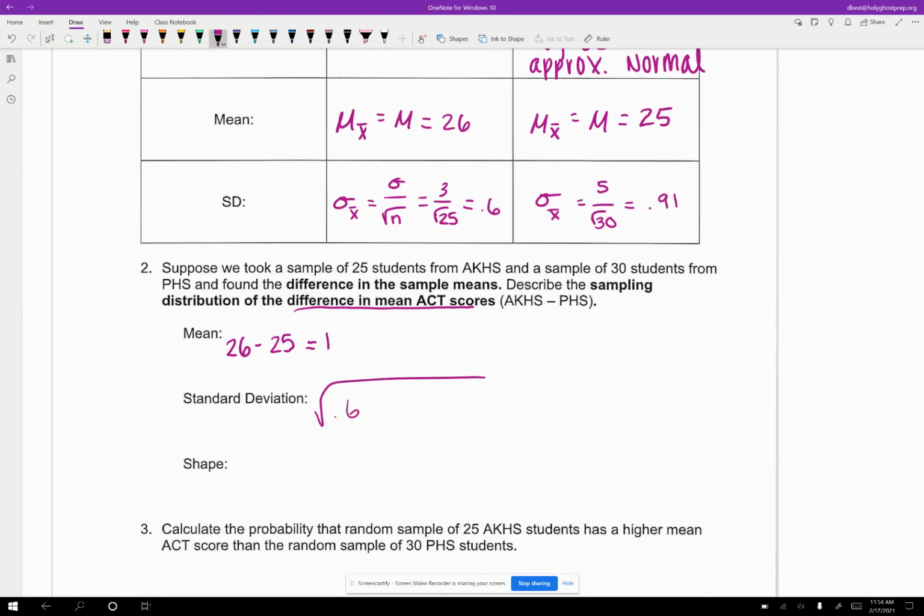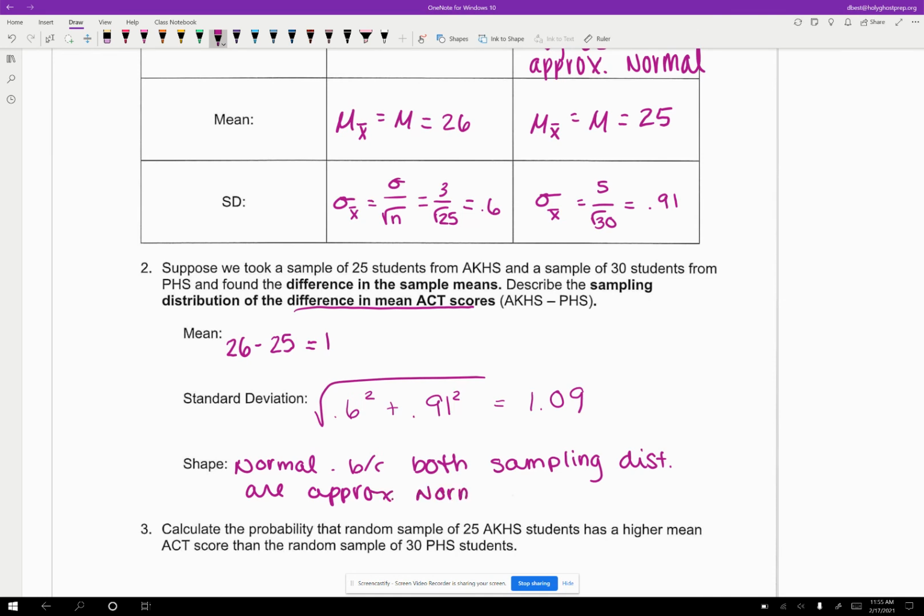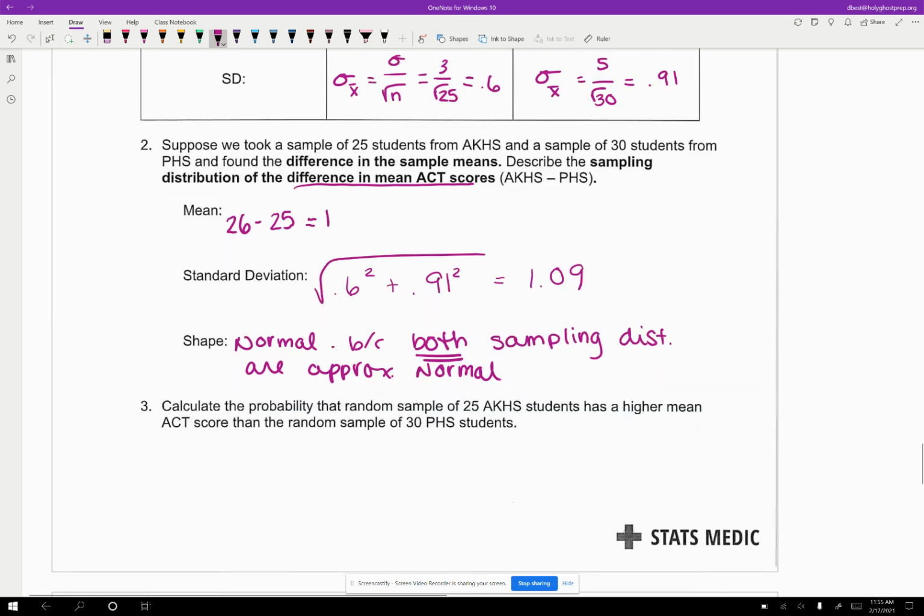For standard deviation, we're going to do the square root of 0.6 squared plus 0.91 squared, for a 1.09. And the shape, it's specific. Remember, we have to think about how we described both of our individual samples. This goes back to when we were talking about Skittles versus M&Ms. We compared what the Skittles shape was and the M&M shape, and because they were both normal, we could say the difference is normal. That's the same here. We can say the difference between the means will be normal because both sampling distributions were approximately normal. Just like with Skittles and M&Ms, you have to check that both satisfied that.